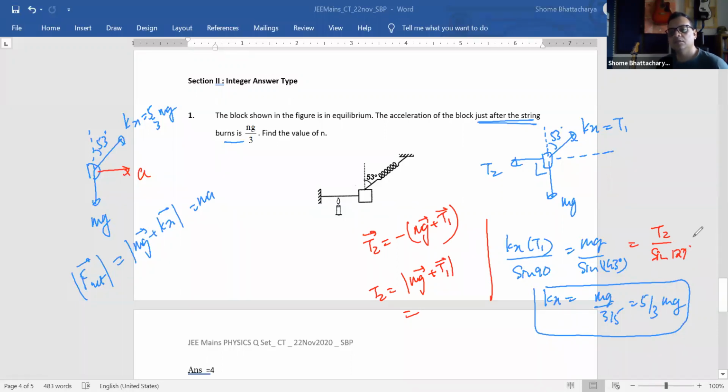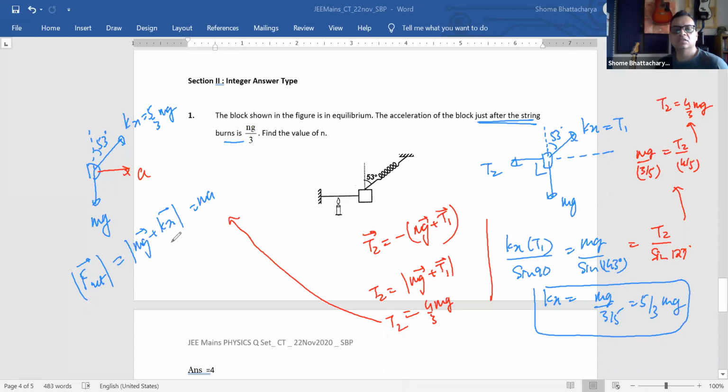So that tells you that mg upon 3 by 5 is equal to T2 upon 4 by 5. So T2 is equal to how much? T2 is equal to 4 by 3 mg. So you substitute that here. So this is 4 by 3 mg. Now this is very easy. So you see this thing is actually 4 by 3 mg. So that should be equal to ma. So a should be how much? 4 by 3 g. So this is a little trick you can use.